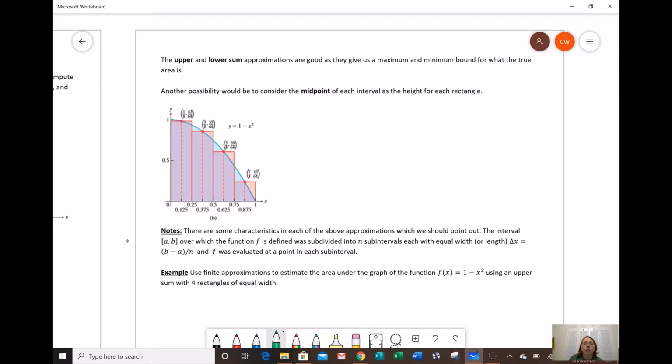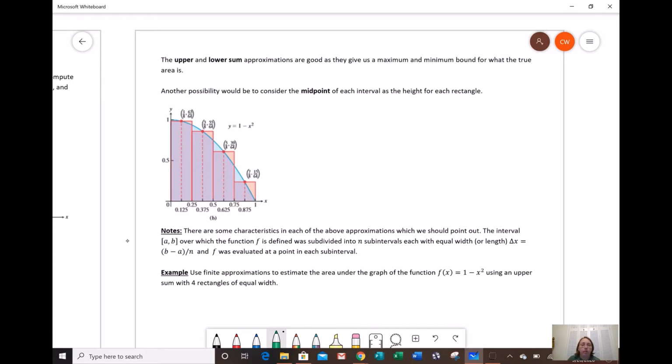Another possibility would be to consider the midpoint of each interval. So instead of choosing 0 as the height or 0.25 as the height, they went in the middle and took the middle function value as the height for that rectangle. And they did that for each interval. They found the midpoint for each interval and then took that height as the height for that rectangle. Notice we are underestimating and overestimating, so it's kind of in between the two.